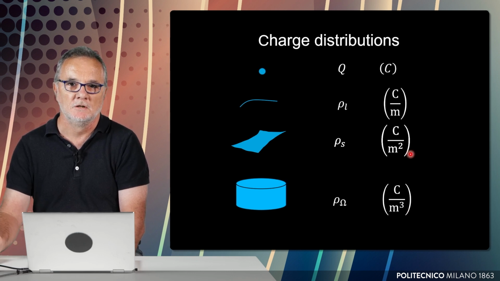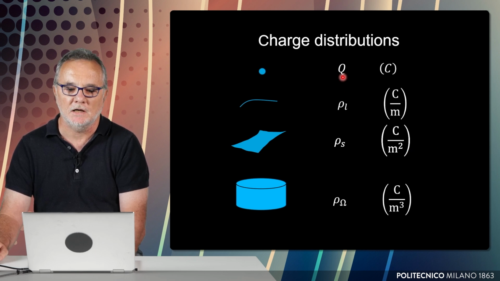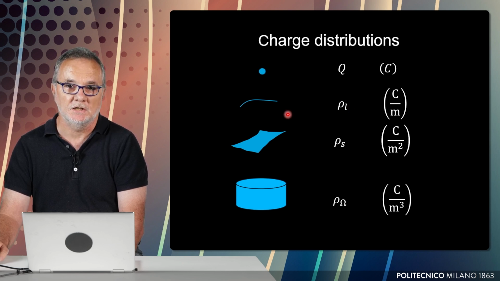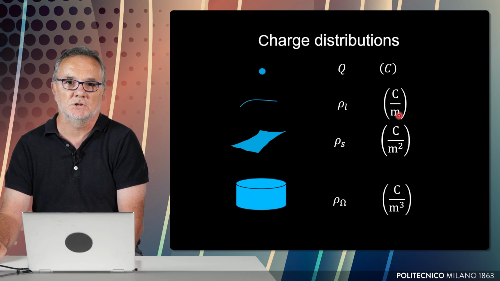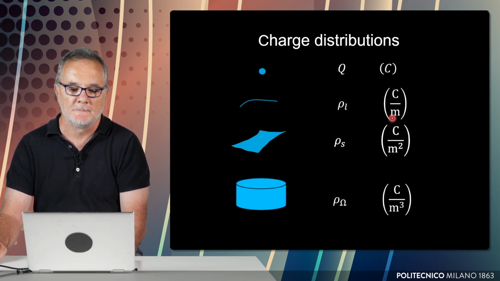But in our case, we will deal with arbitrary charge distributions. For instance, a point charge will have an arbitrary value of Q, and we also deal with charge densities, such as linear charge densities, ρL, measured in Coulomb per meter, which is a charge distributed, for instance, on a wire, surface charge density, measured in Coulomb per square meter, or volume charge density, ρ omega, measured in Coulomb per cubic meter.